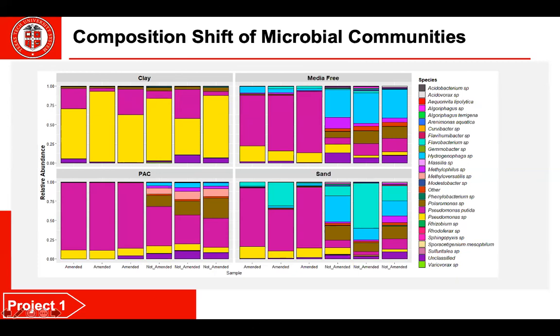We didn't see that in the other 3 systems. All 3 of my other systems were able to completely transform naphthalene over the experimental period evaluated. And the most prominent organism is Pseudomonas putida, which is the naphthalene degrader.